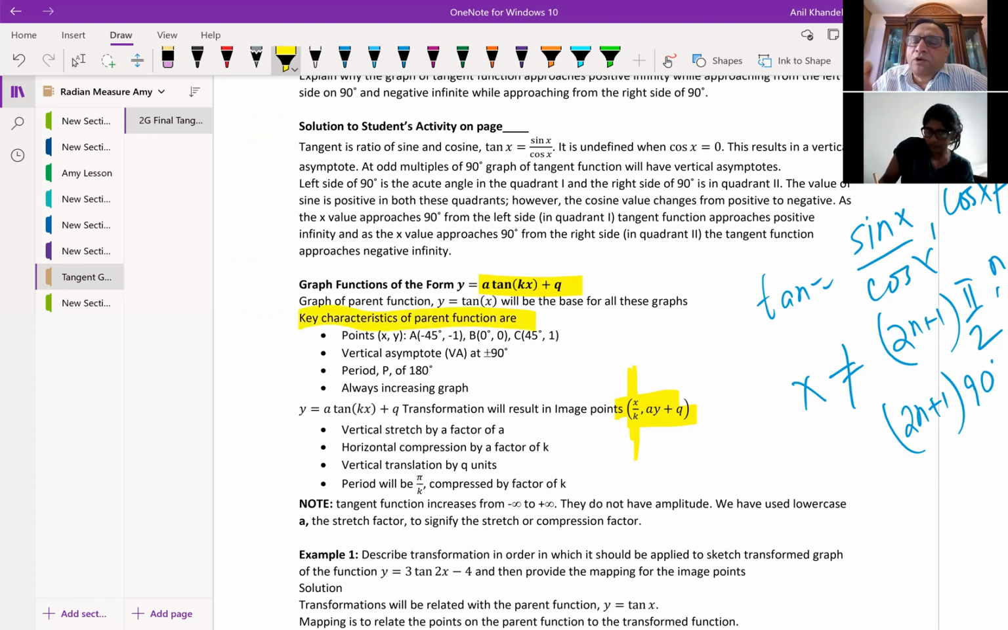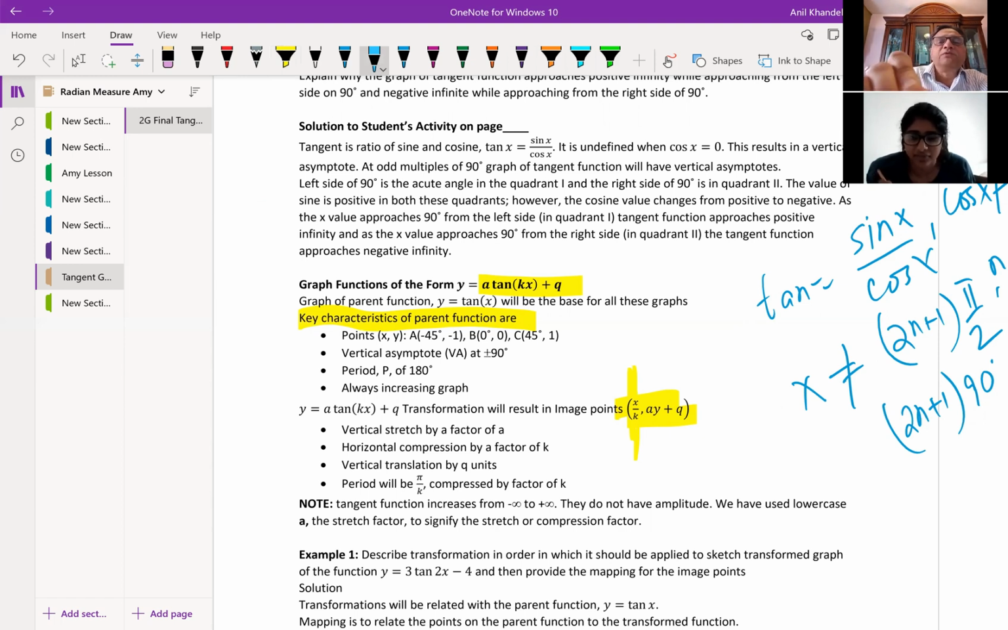We are looking at the key points now, please. Can you please read these 3 key points? So points x, y. You've got A being minus 45, minus 1, B being 0, 0, and C being 45, 1. Okay. You've got the vertical asymptote. Yes.